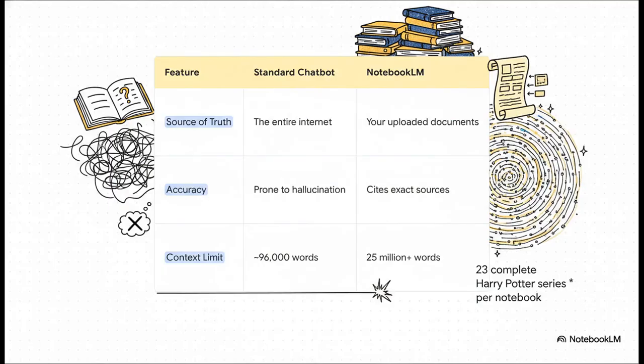And when you actually look at the numbers, the difference is just staggering. A standard chatbot might be able to handle maybe one book's worth of text. NotebookLM can handle the equivalent of 23 complete Harry Potter series per notebook. It's grounded, it's accurate because it shows its work, and it has a massive capacity. That right there is a game changer.